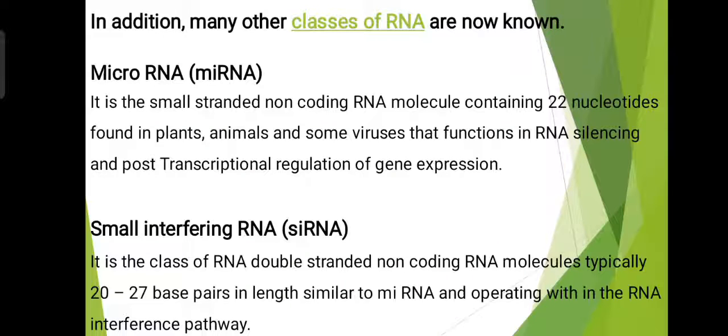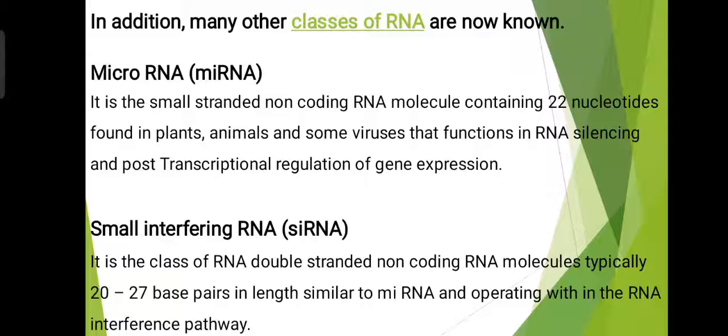In addition, other classes of RNA are now known. MicroRNA, or miRNA, is a small single-stranded non-coding RNA molecule containing about 22 nucleotides, found in plants, animals, and some viruses, that functions in RNA silencing and post-transcriptional regulation of gene expression. Small interfering RNA is a class of double-stranded non-coding RNA molecules, typically 20-27 base pairs in length, similar to miRNA and operating within the RNA interference pathway.